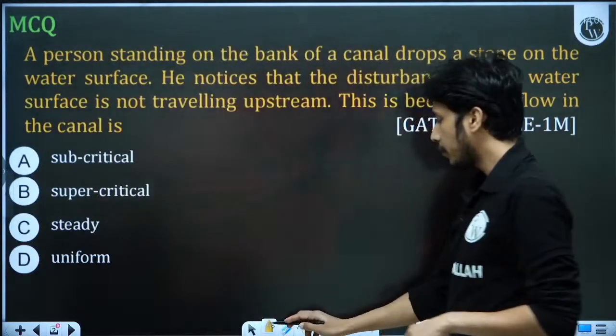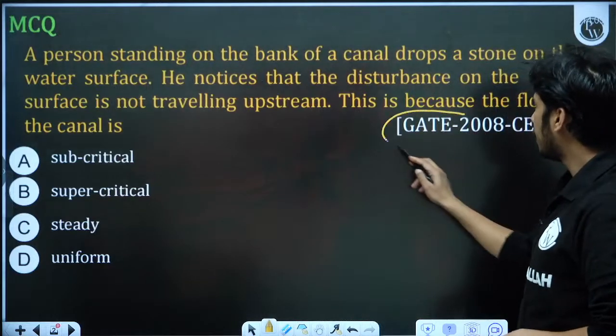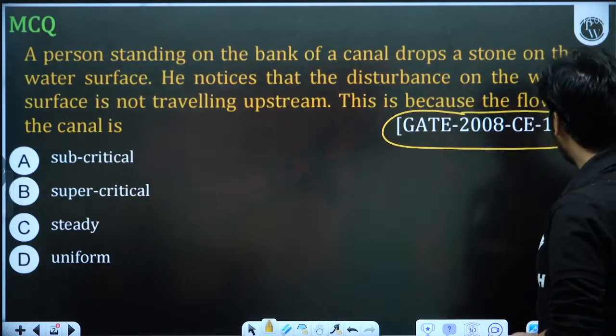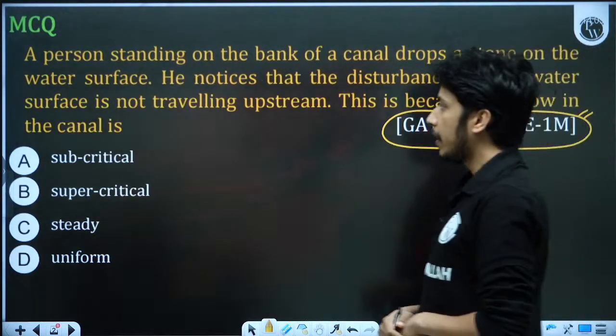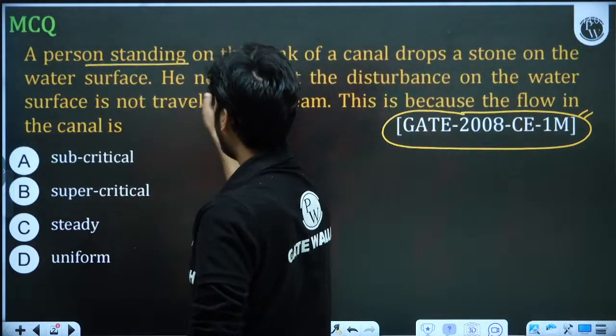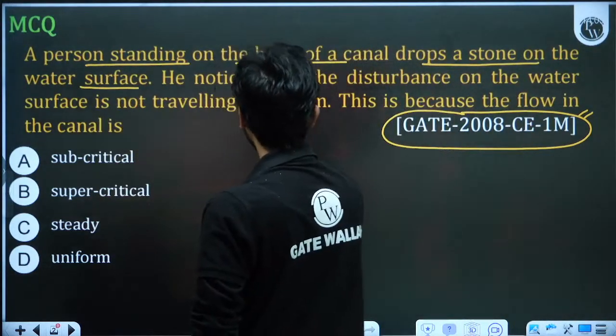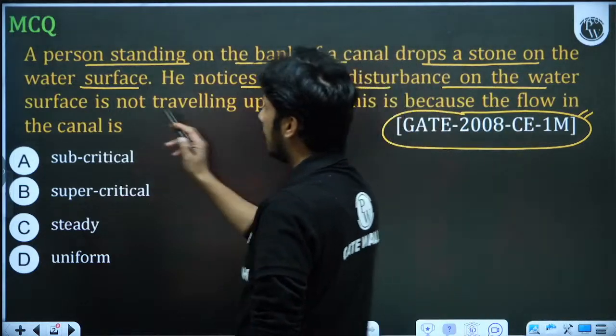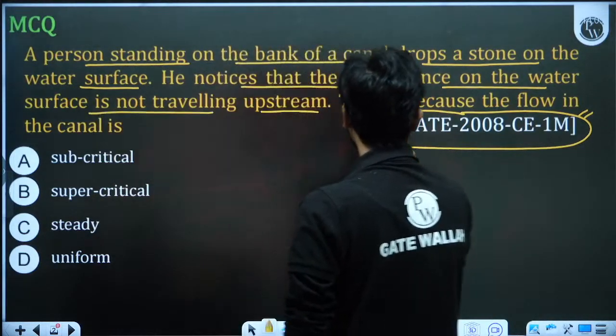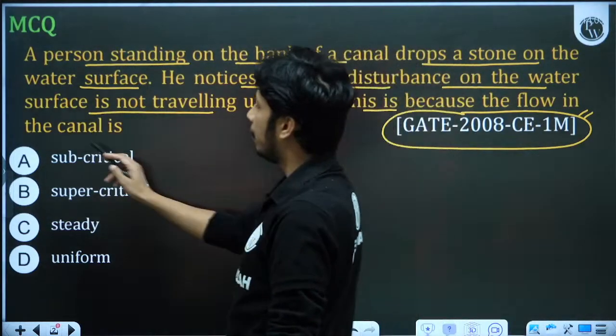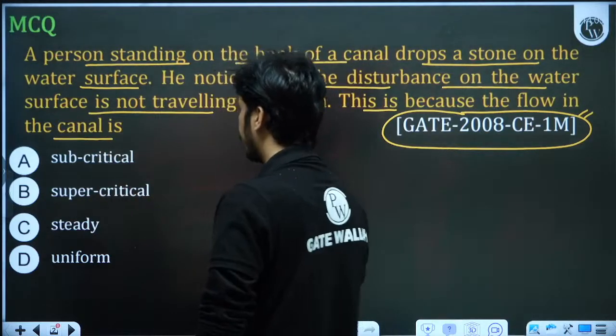So please solve this question. This question has been asked in GATE 2008 in civil engineering for 1 mark. It is saying a person standing on the bank of the canal drops a stone on the water surface. He notices that the disturbance on the water surface is not traveling upstream. This is because the flow of the canal is.